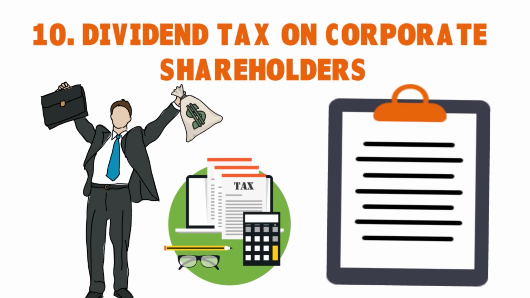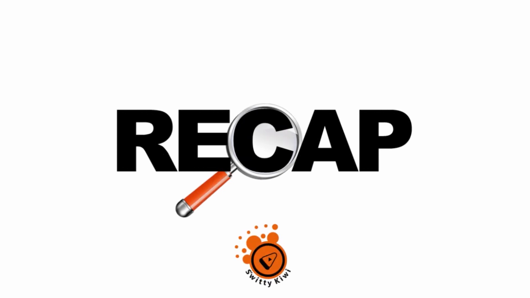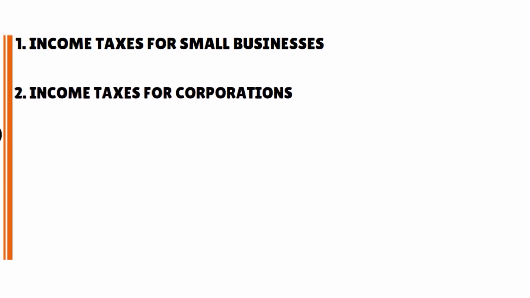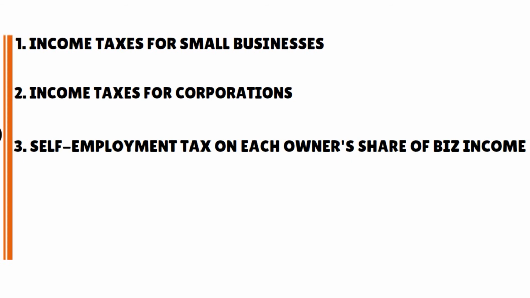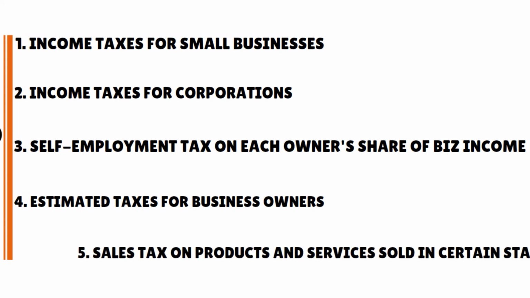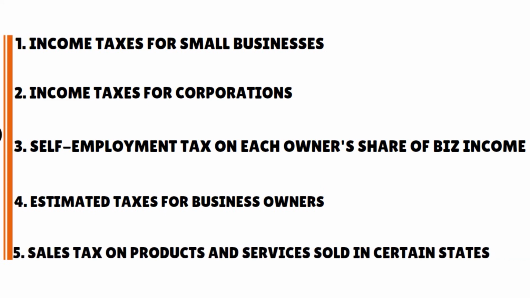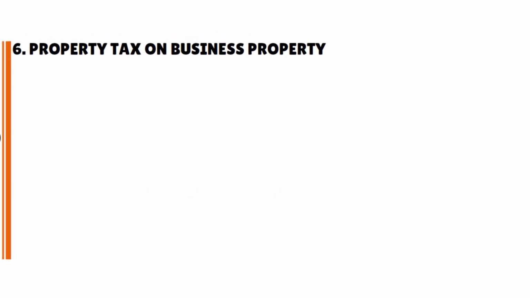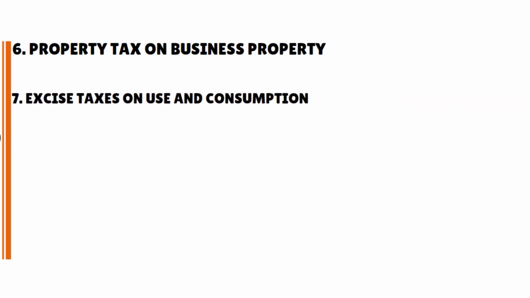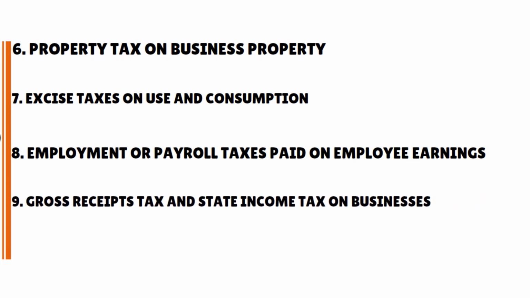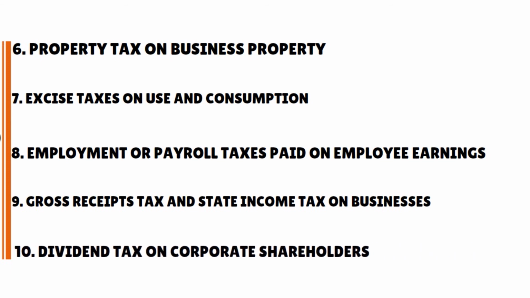All right, folks, this is it. I just ran through 10 taxes your company must pay. Here's a recap: income taxes for small businesses, income taxes for corporations. I also talked about self-employment tax on each owner's share of business income. I had a conversation also around estimated taxes for business owners, sales tax on products and services sold in certain states, property tax on business property, excise taxes on use and consumption, employment or payroll taxes paid on employee earnings, gross receipts tax and state income tax on business, then dividend tax on corporate shareholders.